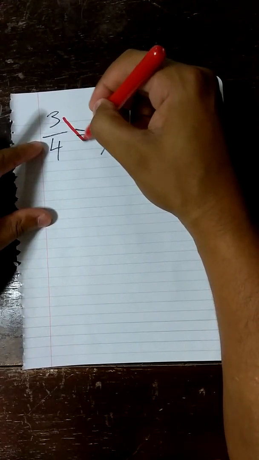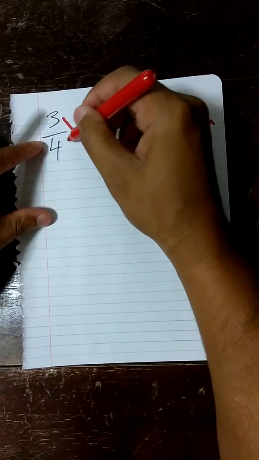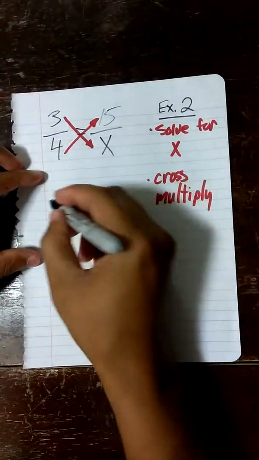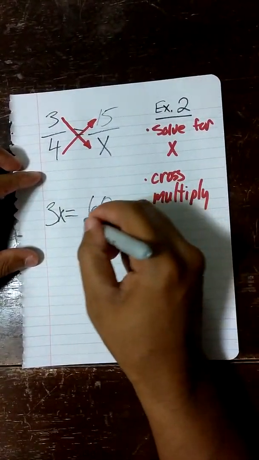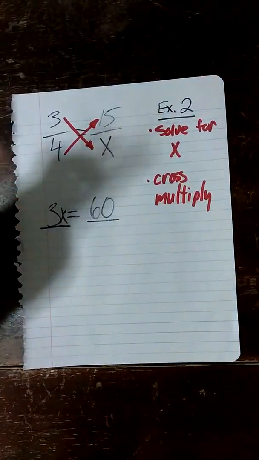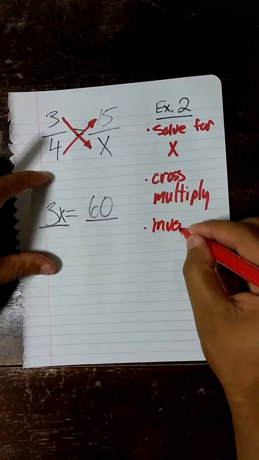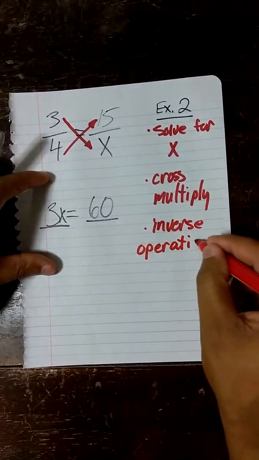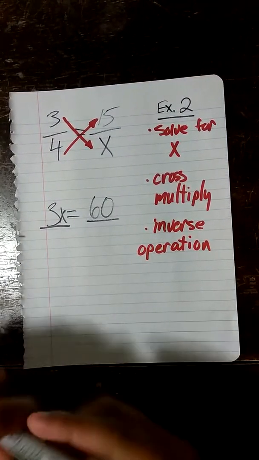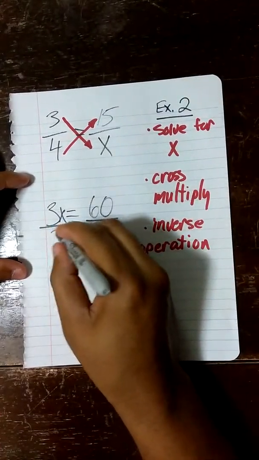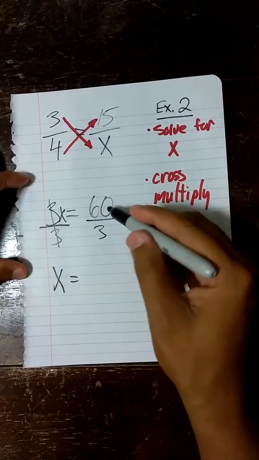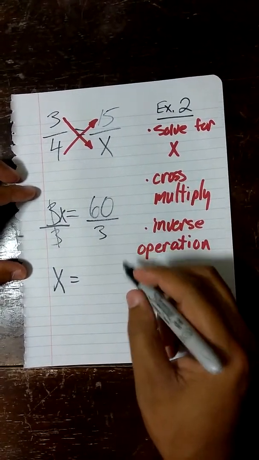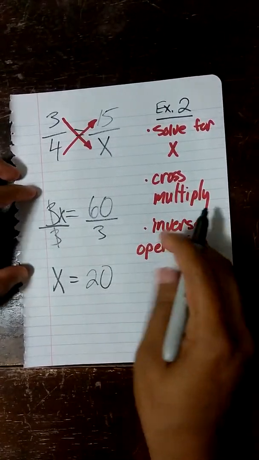When we cross multiply, we'll have 3 multiplied by x is equal to 4 multiplied by 15. 3 times x equals 3x, which is equal to 4 times 15, which is 60. Now we want to use our inverse operation. On the inverse operation, the opposite of multiplication is division. We're going to divide by 3 in order to isolate the variable x. Divide by 3 on both sides, bring down our x, is equal to 60 divided by 3. It's 20.